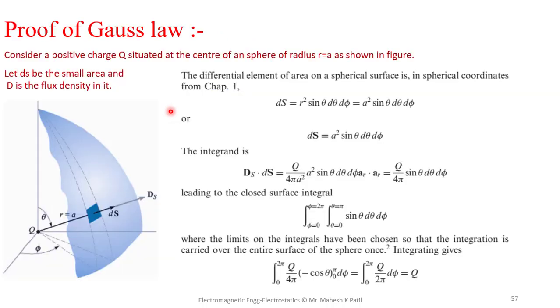Now we'll see the proof of this Gauss law. For that, consider a positive charge q, which is situated at the center of a sphere having radius r equal to a.